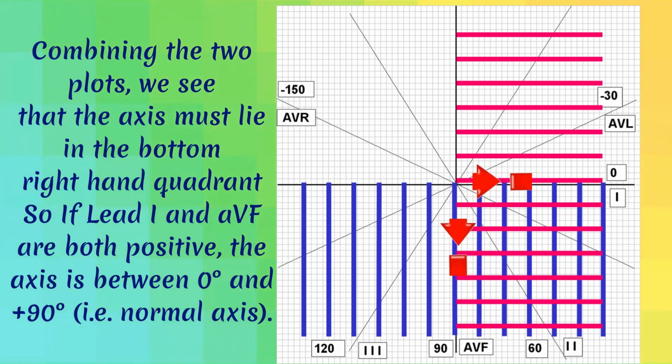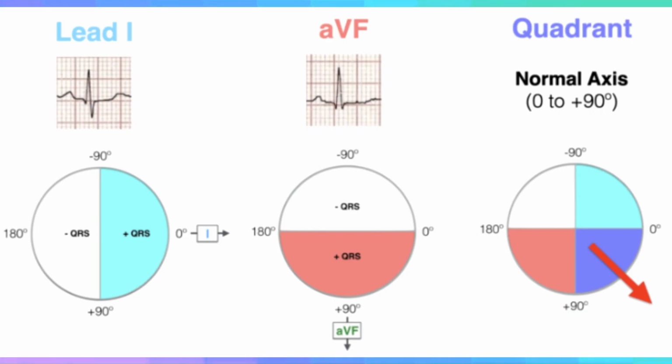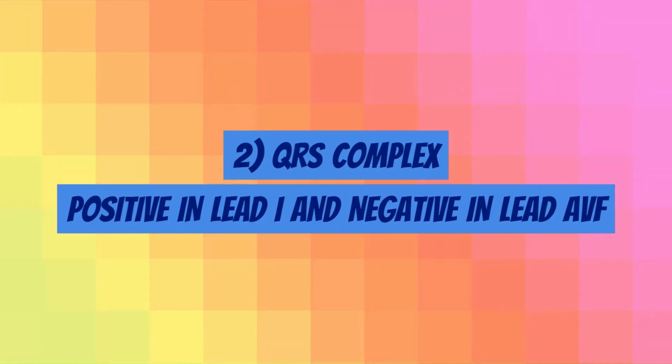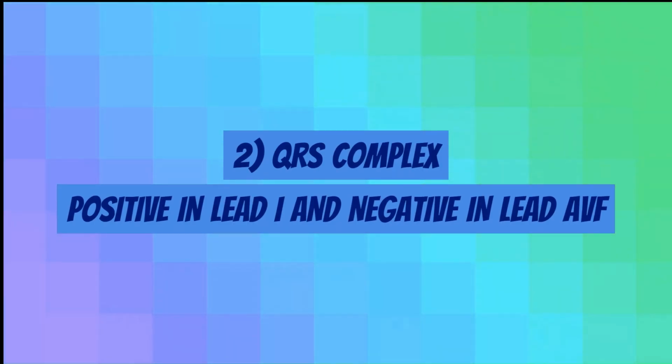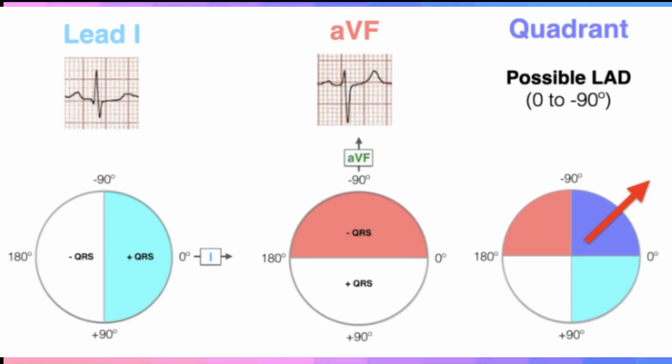So if lead 1 and AVF are both positive, the axis is between 0 degrees and 90 degrees, that is normal axis. According to the above method, we can determine axis. We have already seen, if QRS is positive both in lead 1 and AVF, axis is normal. Now we will see other possibilities. If the QRS complex is positive in lead 1 and negative in lead AVF, the axis is between 0 degrees and minus 90 degrees, that is left axis deviation.